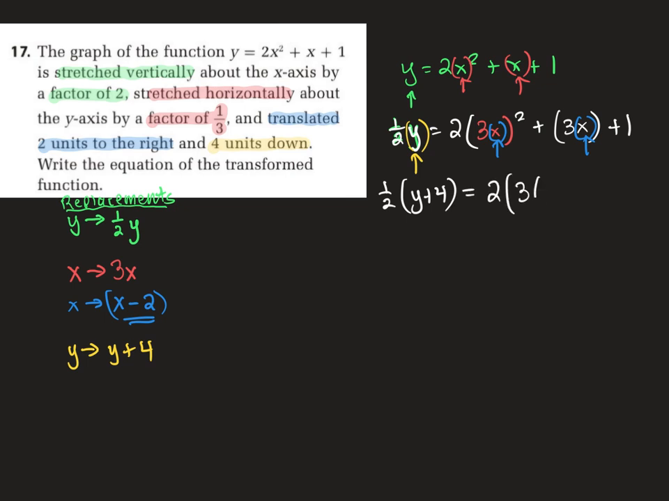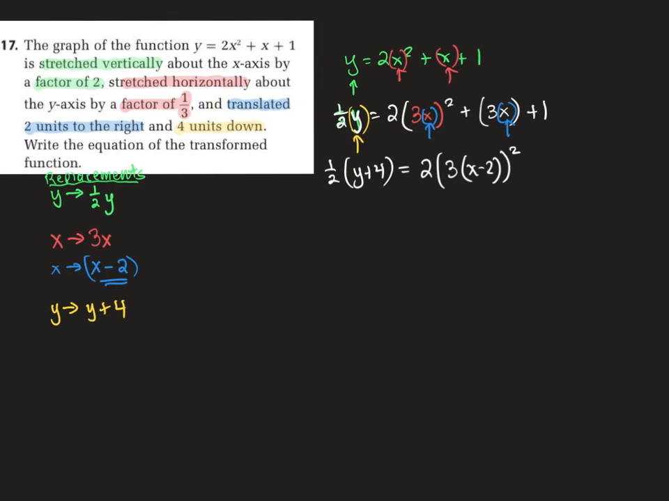So now we would have 1/2 bracket y plus 4 equals 2, and then bracket, and then a 3, and then another bracket, and scoop out the x and replace it with x minus 2 for that 2 units right, and both brackets, and then the square on the outside of that. Plus 3, and then bracket, scoop out the x, put in x minus 2, and then plus 1 at the end. Now, it depends on how they want it, what the answer's like in the back of the book.